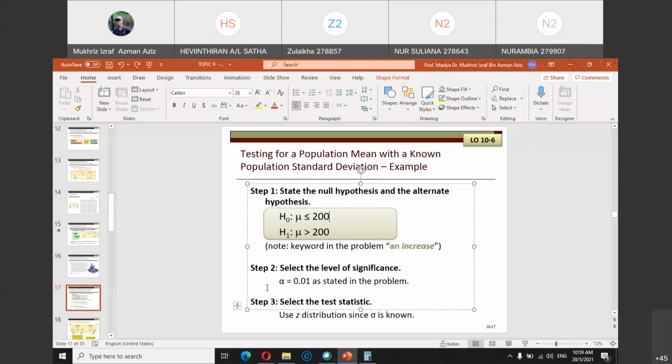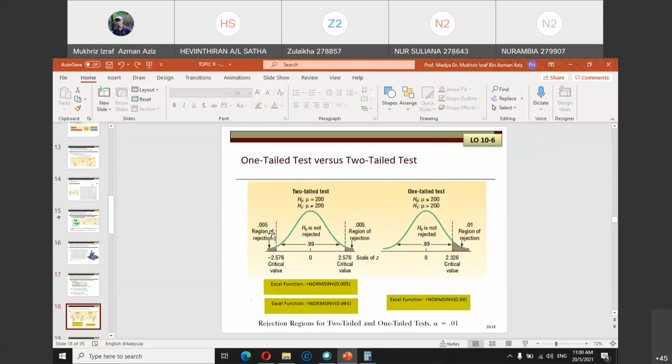Okay, step number 2, alpha is still the same, 1%. Step number 3, still the same thing. Sigma is known, so we are going to use the Z distribution. But the difference will be in your critical value.